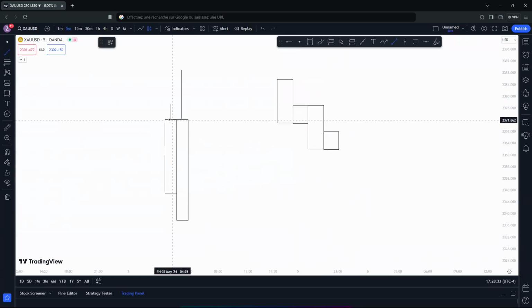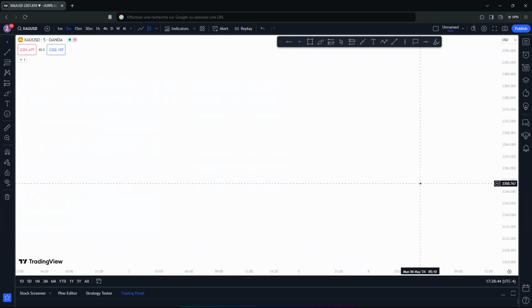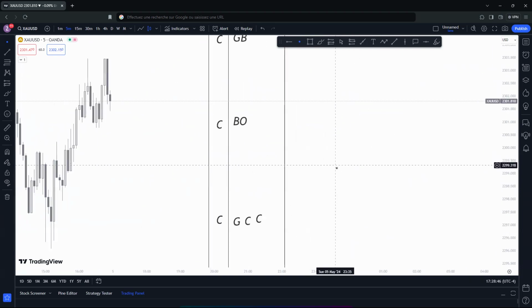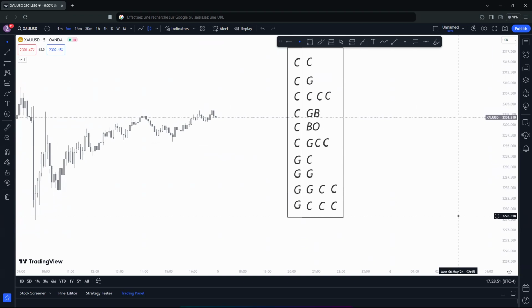Okay, so that's one, and that is your gap. Sorry, that is your BO. Okay, A level breakout. That's also a valid setup. Can a gap that's not respected a couple times become a QM?